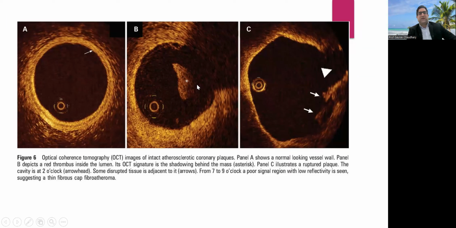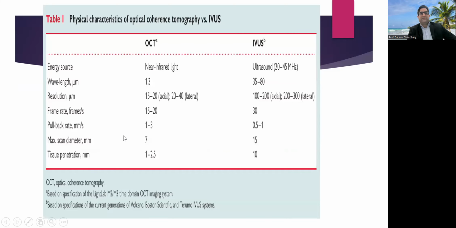The figure B shows a red thrombus in which one side is brighter, and after that there is a high attenuation seen. And on the figure C, you can see some disrupted tissue adjacent to it, and it may have led to a rupture due to thin cap fibroatheroma. So there are differences between OCT and IVUS.